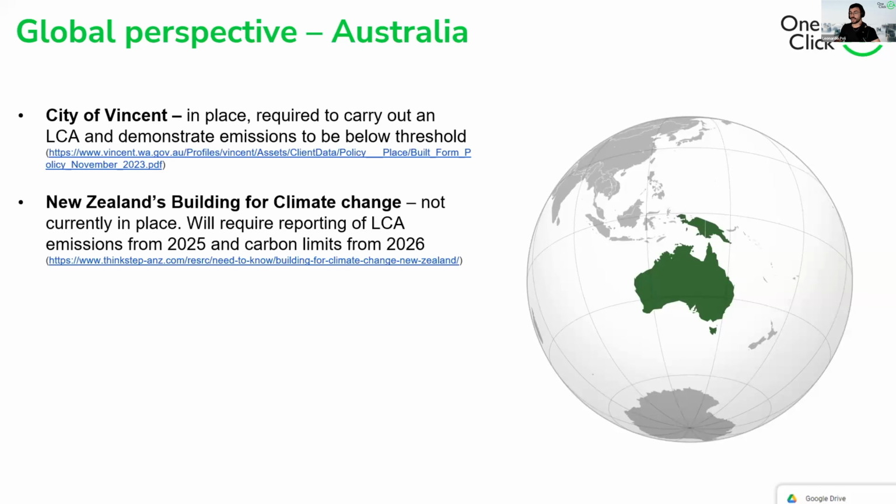Finally, in Australia, we have the City of Vincent, which is in place and required to carry out an LCA and demonstrate emissions to be below the threshold. And then New Zealand's Building for Climate Change, not currently in place, but will require reporting of LCA emissions from 2025 and carbon limits for 2026.